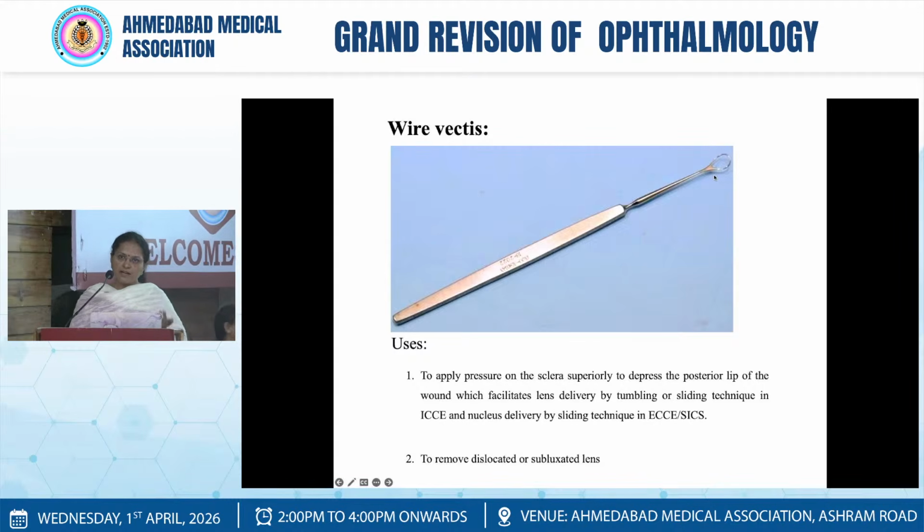So it is a wire vectis. It may be available with the irrigating vectis. In irrigating vectis, you can see the small holes in this round. So it is usually useful to deliver the nucleus.